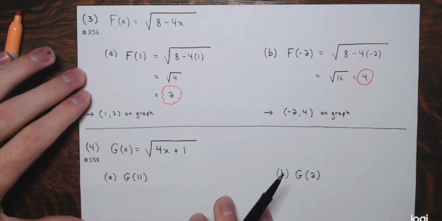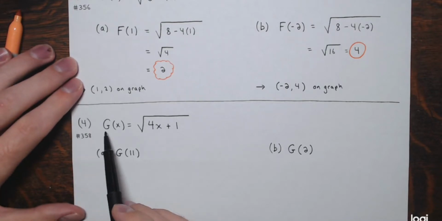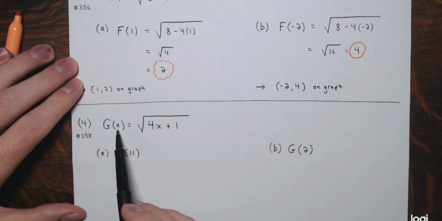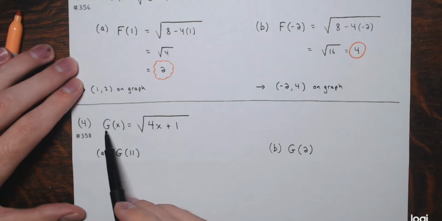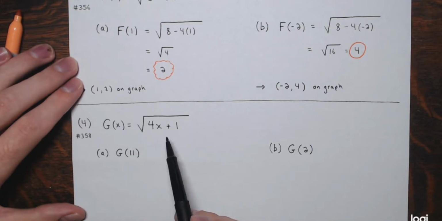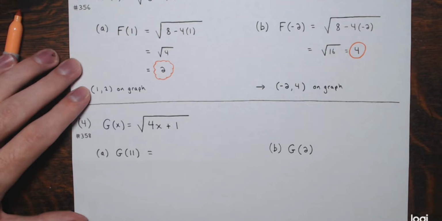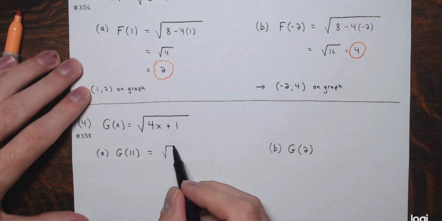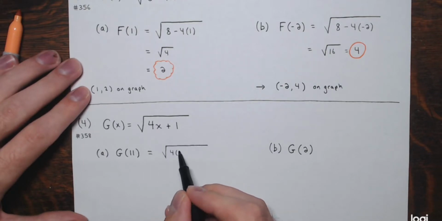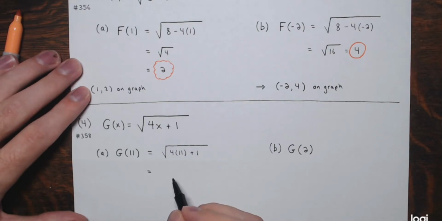All right, so question 4 is exercise 358. We're given this function called capital G of x. Again, the input is x, and the output, g of x, is calculated this way: the square root of 4x plus 1. All right, so g of 11. g of 11 is the square root of 4 times 11 plus 1, which is the square root of 44 plus 1, the square root of 45.